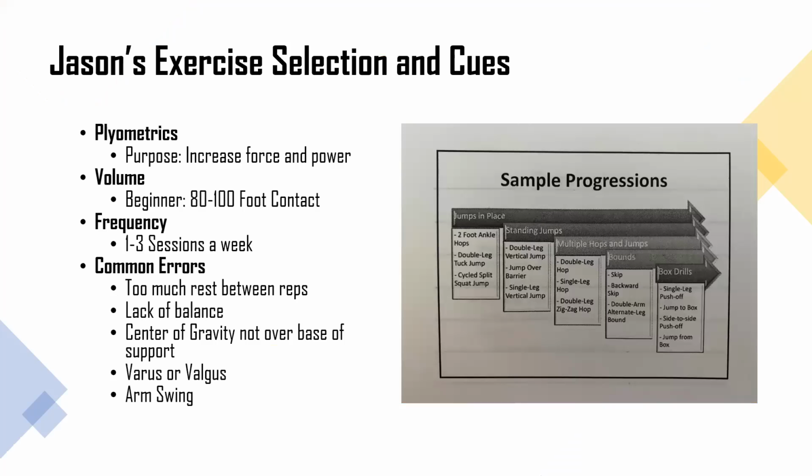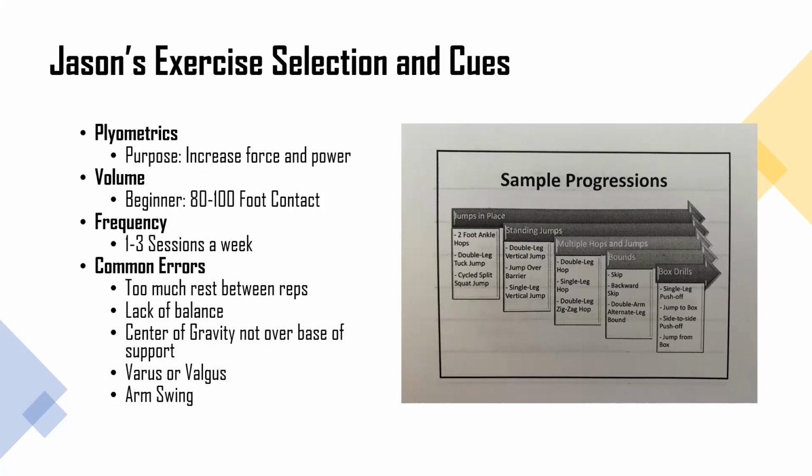A big factor for increasing Jason's force and power is going to be choosing certain exercises and lifts that contribute to that. We know that plyometrics are specifically used to increase force and power, so that should definitely be implemented into his program. Since Jason has no prior experience with plyometrics, he would be classified as a beginner, which means that he should be performing 80 to 100 foot contacts in a session with a minimum of 1 session per week and a maximum of 3 sessions per week.